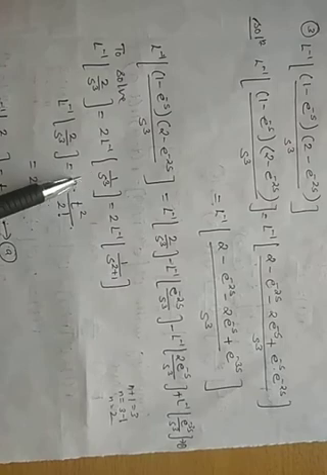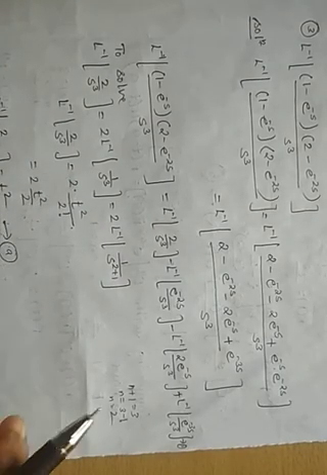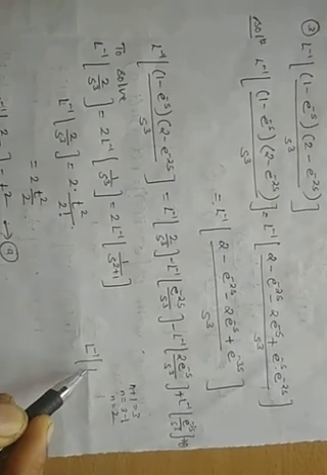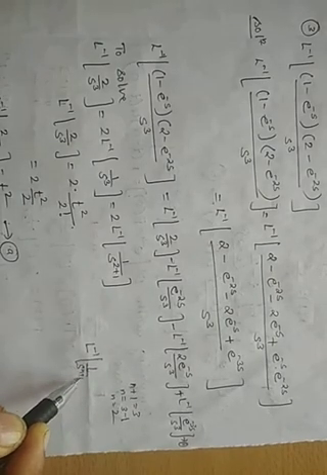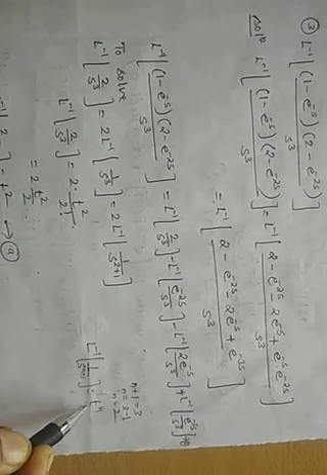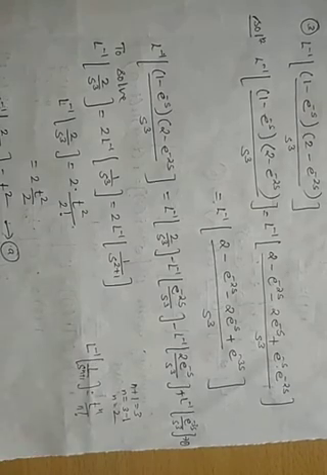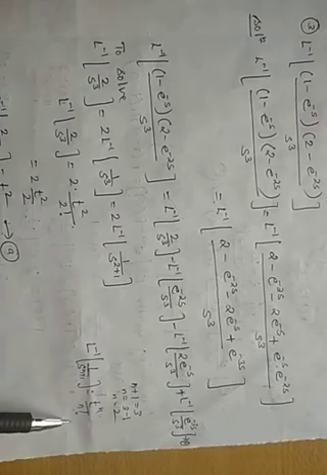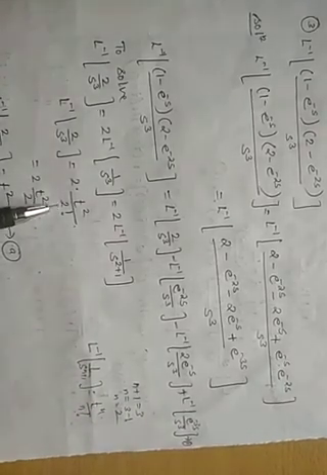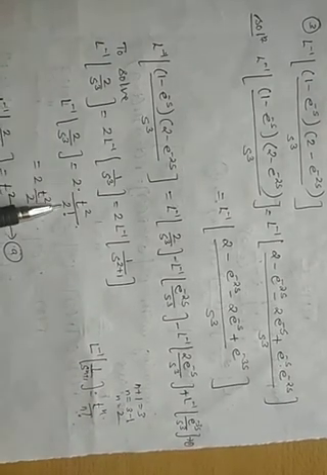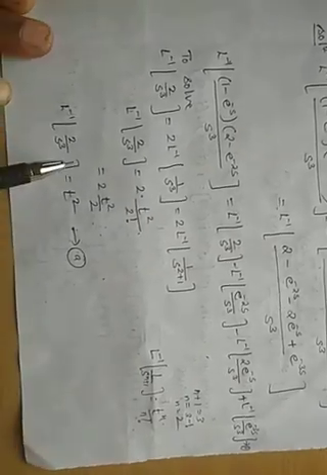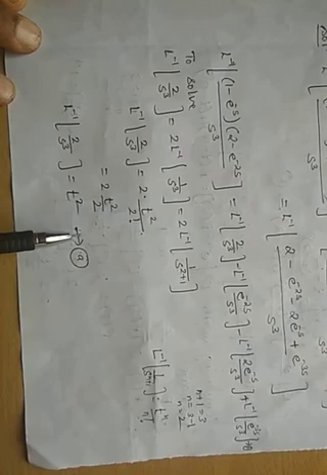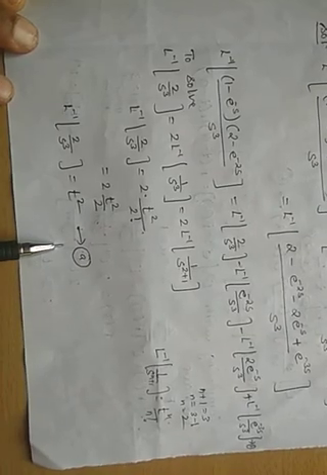Hence 2 as it is, and we know that L inverse of 1 upon s raised to n plus 1 is equal to t raised to n upon n factorial. Here n is 2. So t square upon 2 factorial. 2 factorial is 2, and the 2s get cancelled. So L inverse of 2 upon s cube is equal to t square. I will mark this as equation number A.